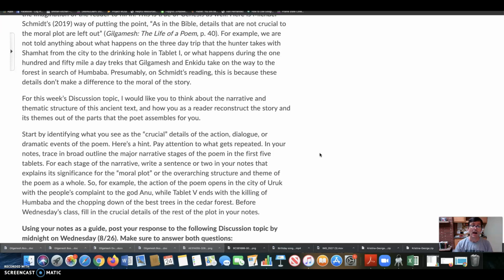So how does each detail of the story that you identify, each major stage of the narrative, contribute to the overarching structure or theme of the poem as a whole?